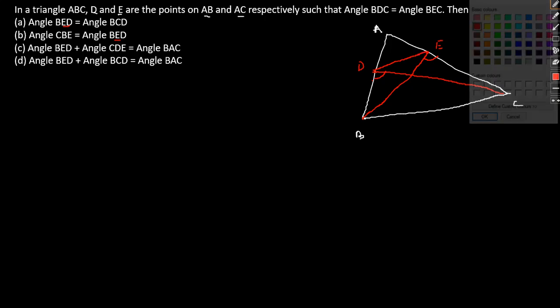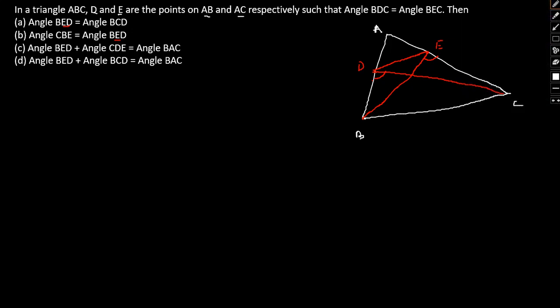Okay, so now let's take a look at how we can approach this question. Let's take a look at triangle BDL, with this point as L, and triangle LEC. Here, angle DLB is equal to angle CLE. That is, we are talking about this angle and this angle. This is a vertically opposite angle.